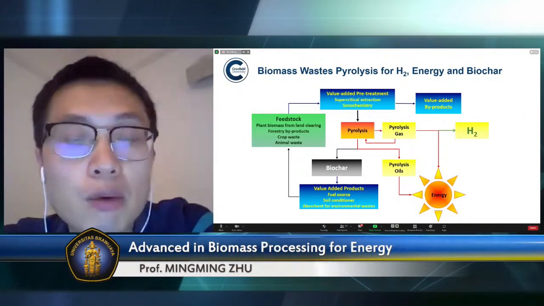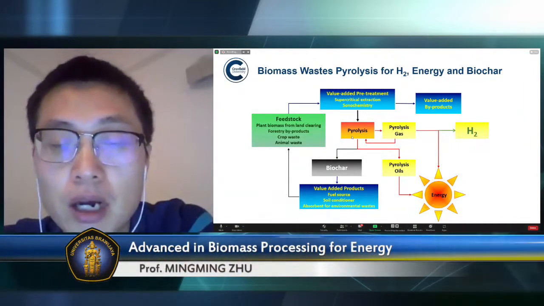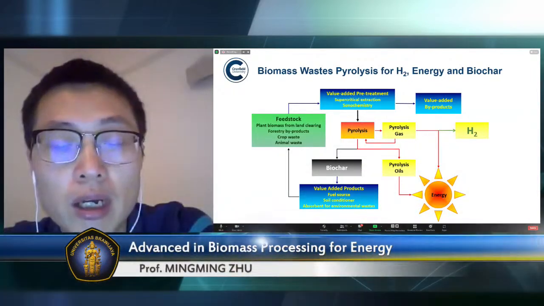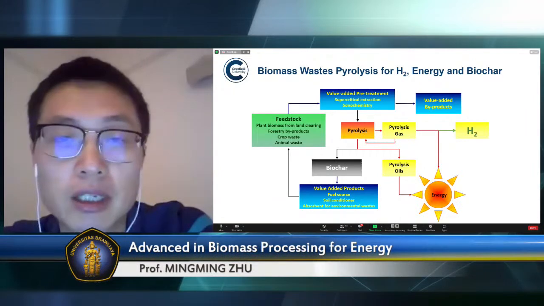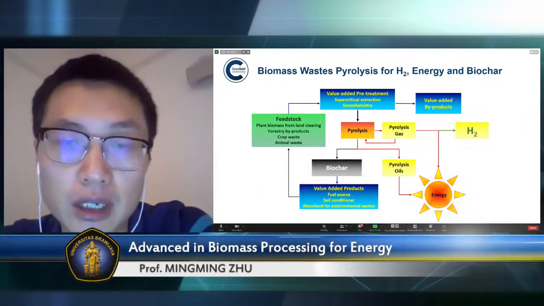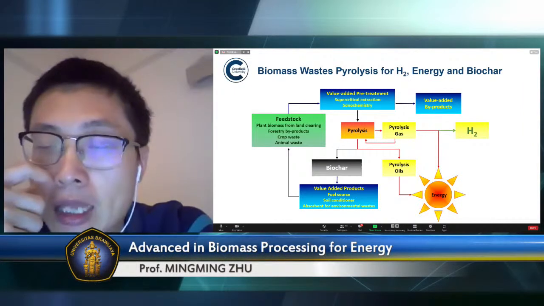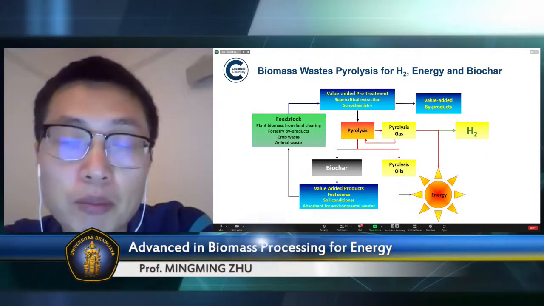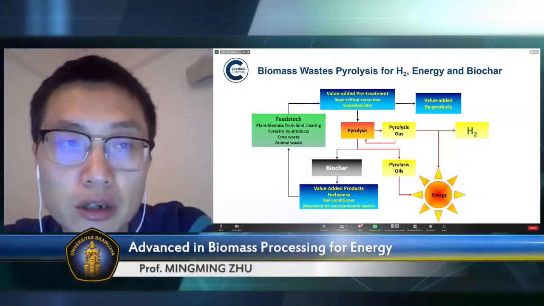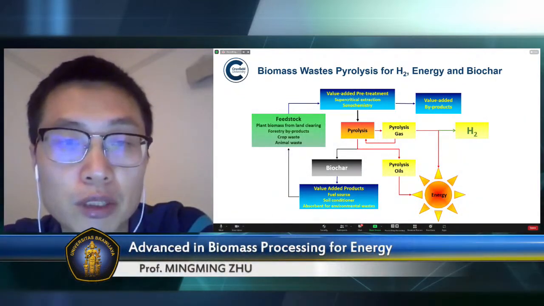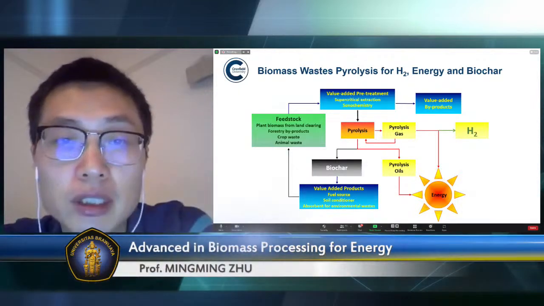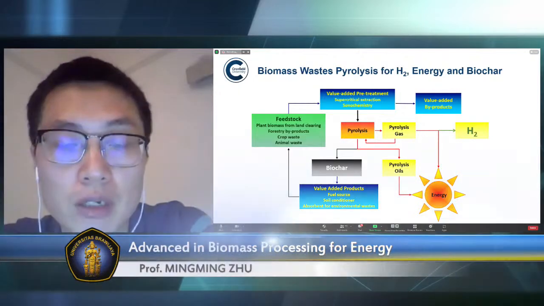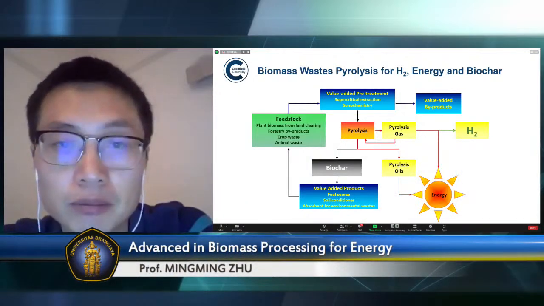So we are working on the pyrolysis process because pyrolysis is different from gasification. Gasification requires a very high temperature, basically more than 900 degrees C, to produce syngas. And that is only economically viable at a very large scale. But biomass waste is by nature scattered at a small scale. So pyrolysis is particularly suitable for small-scale biomass waste production and processing.